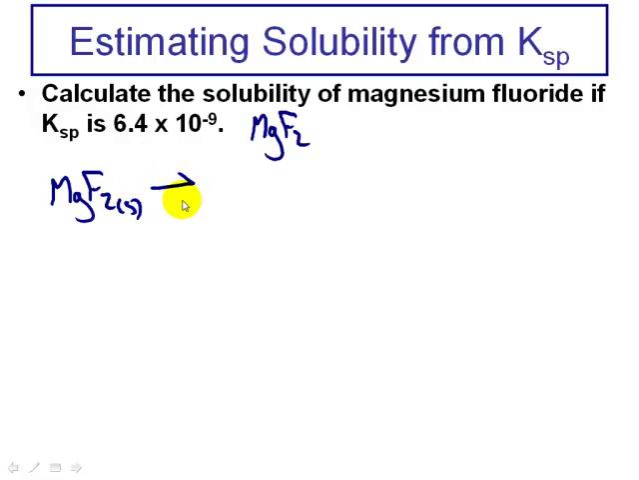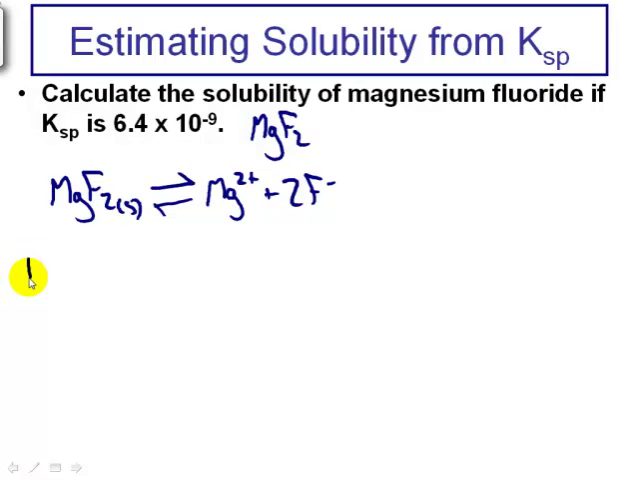So this is a solid, okay? It's going to ionize in water, and we're going to get magnesium ions, Mg2+, and then we're going to get 2 fluorides, 2F-, okay? I want to find the solubility of that compound, and so in order to do that, we're going to do what we did in the last problem, and we're going to go through and solve for the equilibrium concentrations of these 2 ions right here.